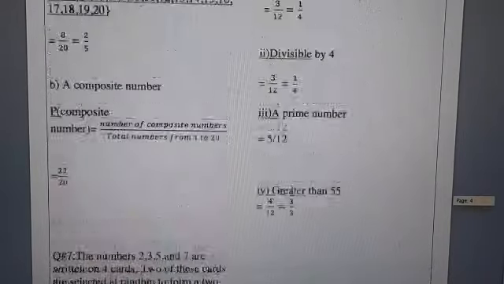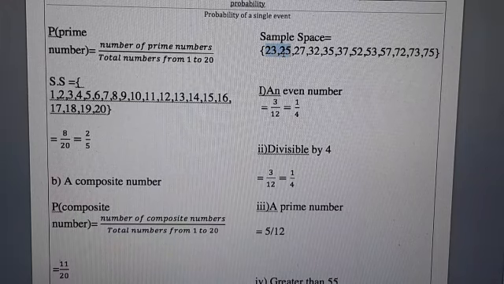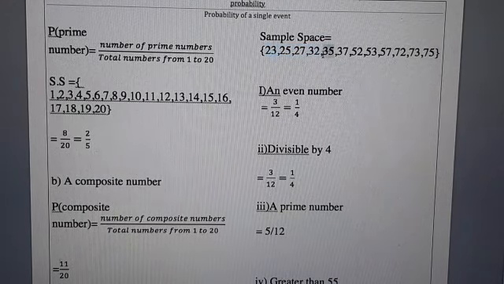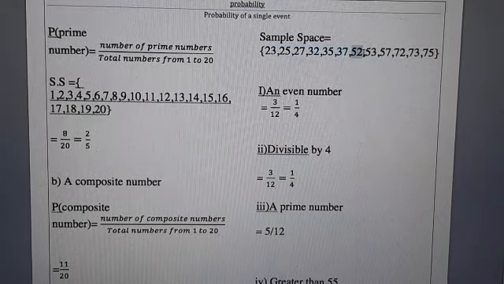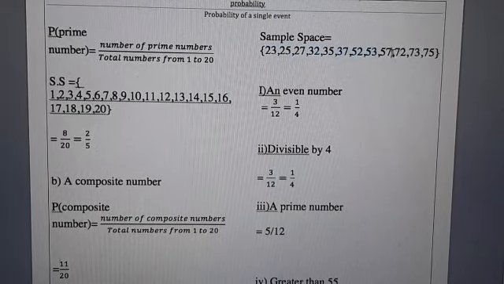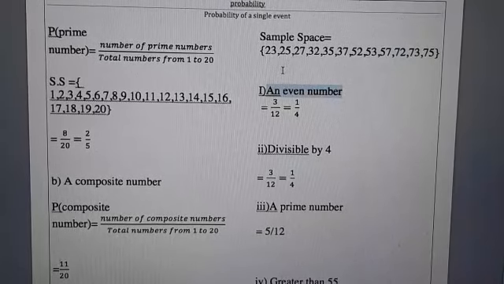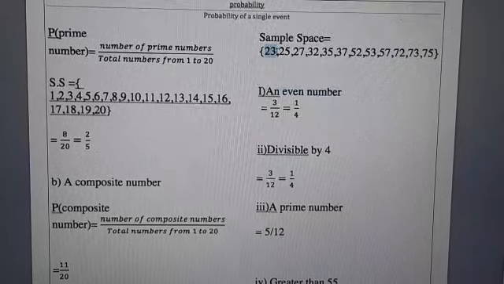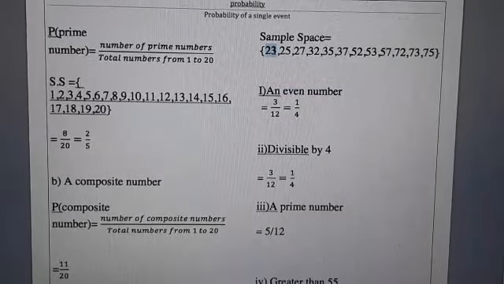So the possible combinations are written here in the sample space: 2 3. Then we may choose 2 and 5, or 2 and 7, or 3 2, or 3 5, or 3 7. Then 5 2 may be one of the outcomes, then 5 3 or 5 7, and then 7 2, 7 3, 7 5. So, the probability of having an even number on the cards, which is now a 2-digit number, because we have combined 2 cards. When you combine 2 cards, you get a 2-digit number.